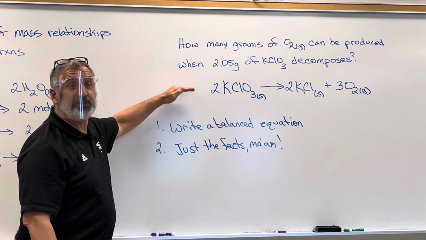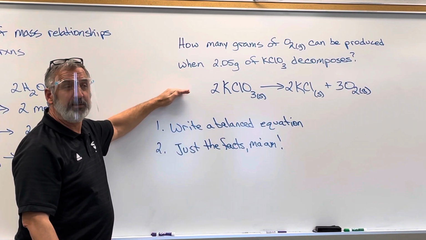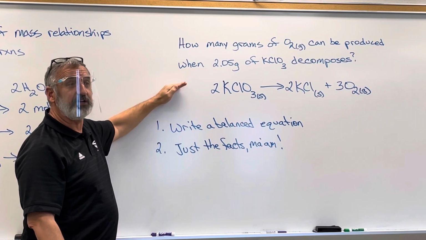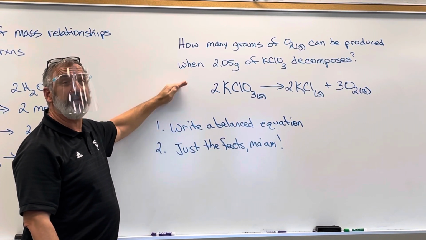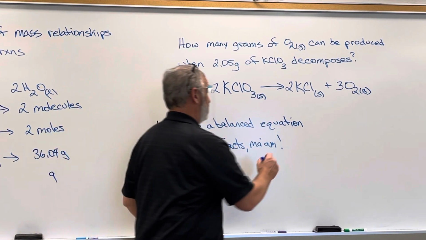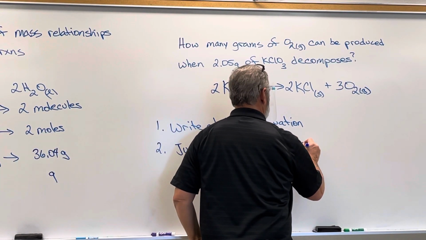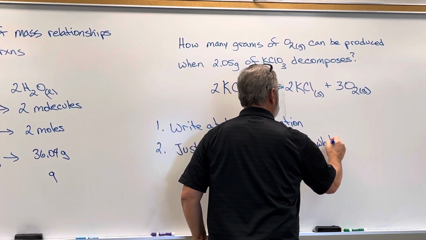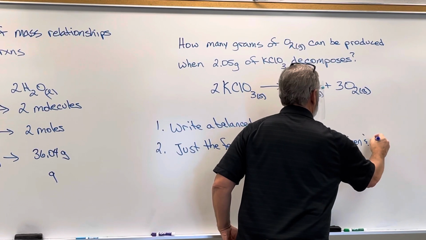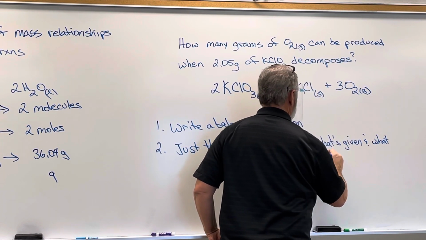In a lot of our stoichiometry problems, there's going to be a lot of superfluous information, just extra stuff. So we're going to have to wade through and find out what's given, what am I looking for? AKA, what's given, and what am I looking for?